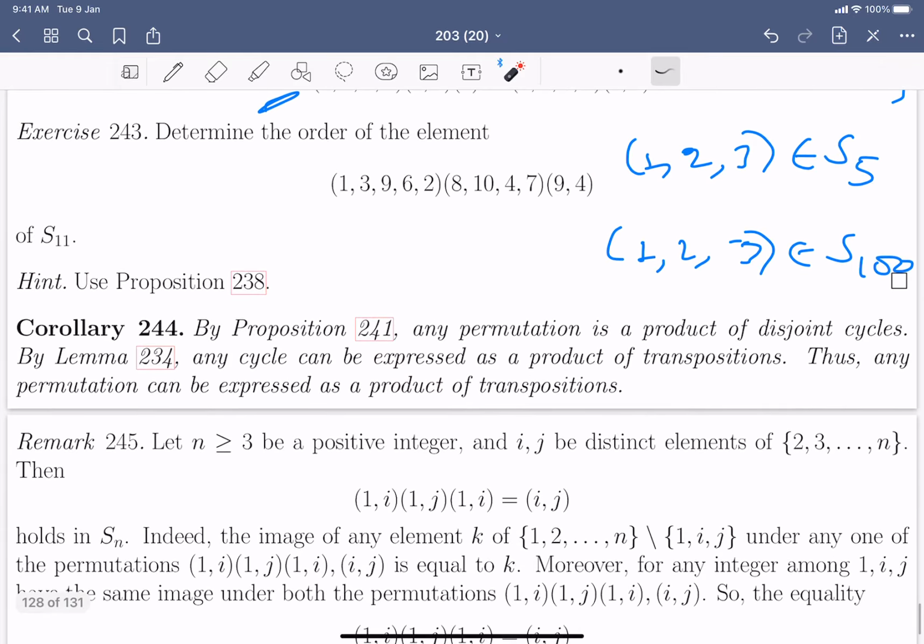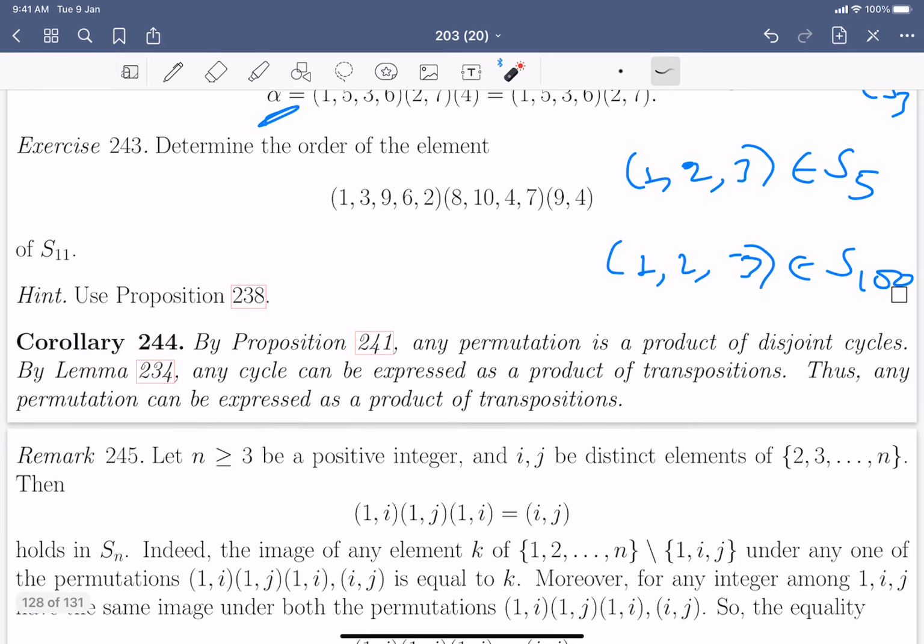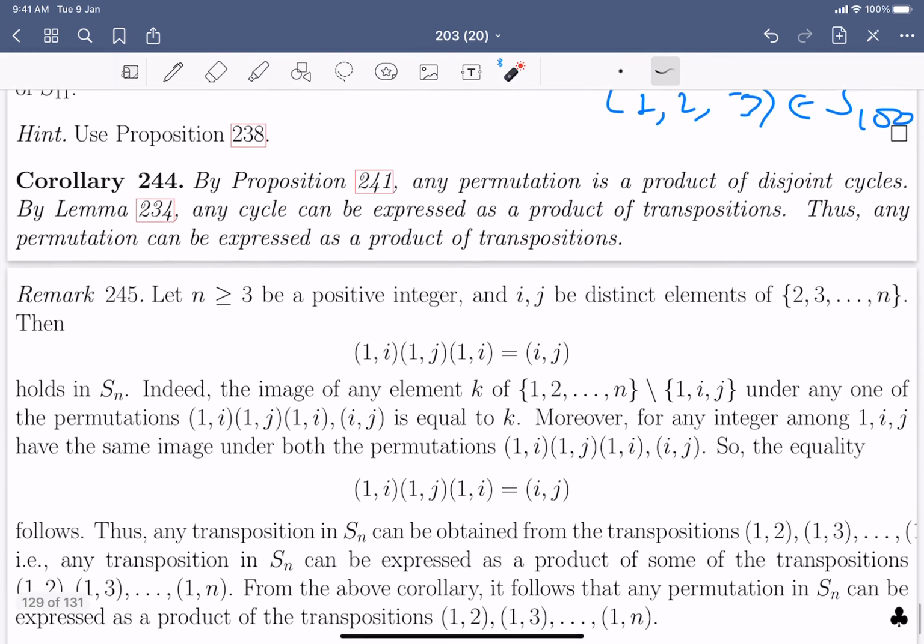Let's try to discuss some of the implications, or corollaries, of what you have already learned. I was just referring to lemma 234. We learned just a while ago that a permutation is a product of disjoint cycles, and a couple of slides back we learned that any cycle can be expressed as a product of transpositions. Let me repeat. Any permutation is a product of disjoint cycles, and any cycle can be expressed as a product of transpositions. So we know by now that any permutation can be expressed as a product of transpositions. That is something interesting.